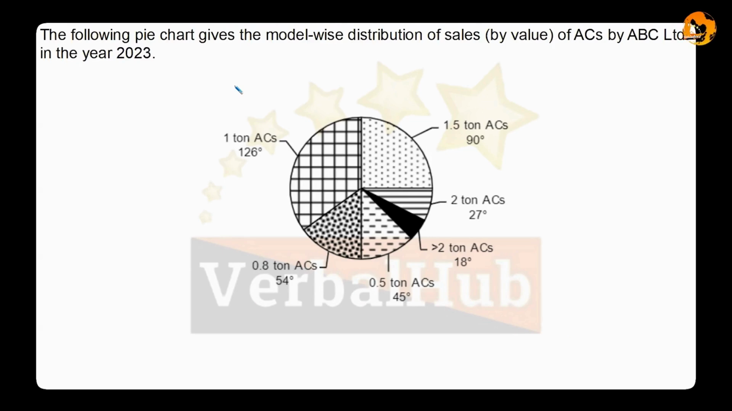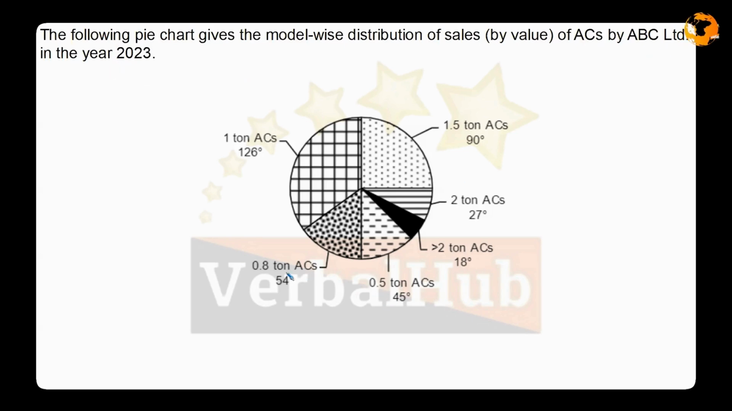All right. So I hope you have tried, right? Let's check. So this pie chart is giving us the model-wise distribution of sales by value of ACs, means air conditioners, by a certain company, ABC Limited, in 2023.